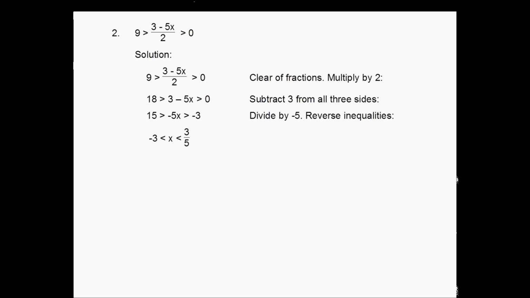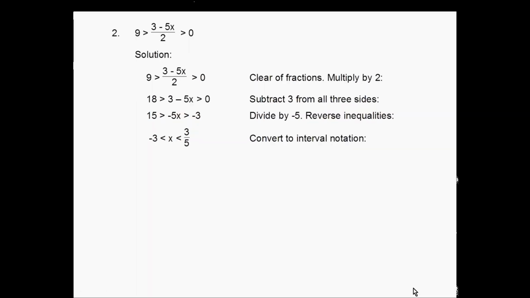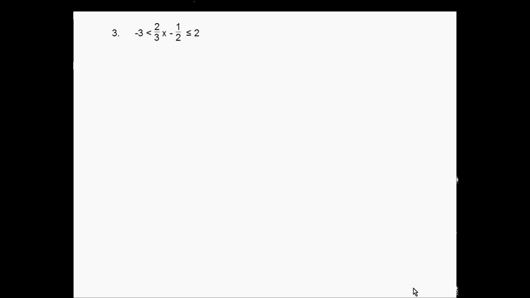Okay, I now convert to interval notation. The inequalities are pointing to the left, so I can go directly to interval notation. Open interval from minus 3 to 3/5. And again, the parentheses were used because the inequalities were strict inequalities. Remember, strict inequality uses a parenthesis. The one that allows for equality uses a bracket.